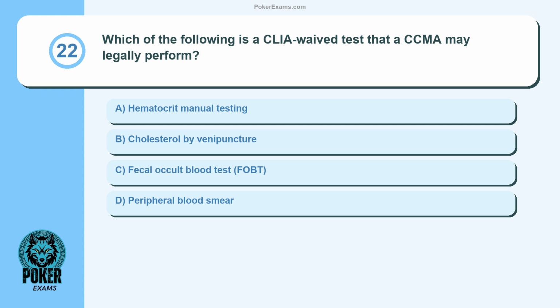Question 22. Which of the following is a CLIA waived test that a CCMA may legally perform? Hematocrit manual testing. Cholesterol by venipuncture. Fecal occult blood test, FOBT. Peripheral blood smear.